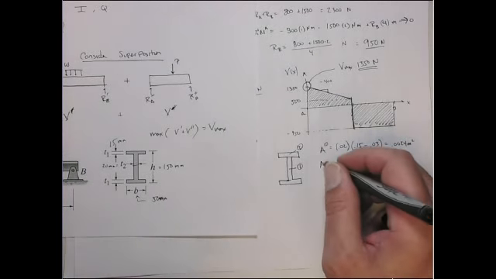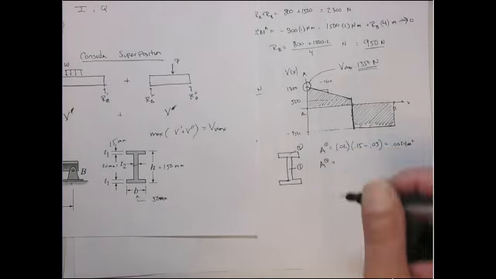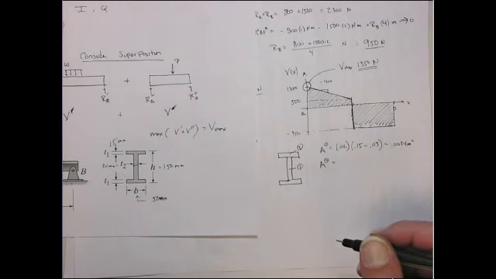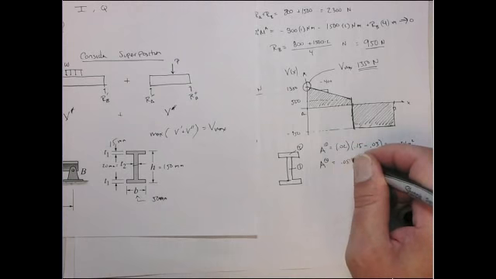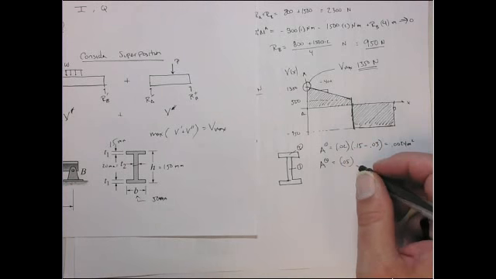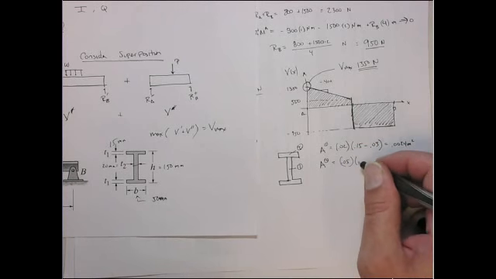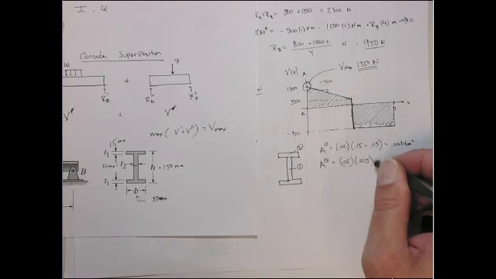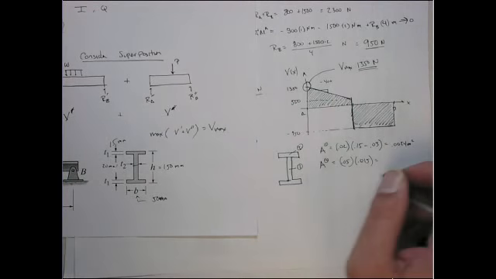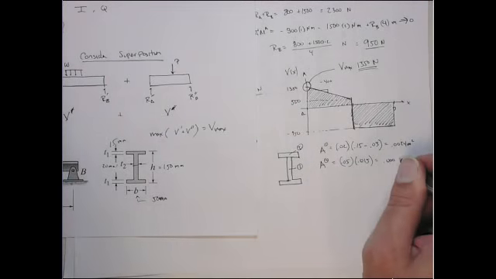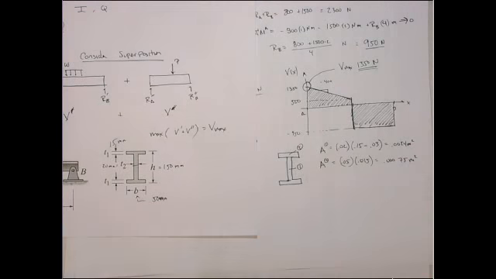The area of the second section is going to be its base, which is 0.05 meters, 50 millimeters, times the height, which is 0.015 meters. And that's 0.00075 meters squared. Those are the areas. We need those to get the Q's, right?